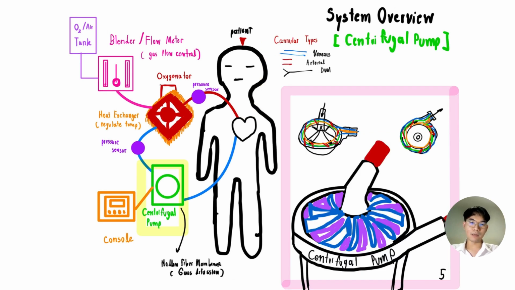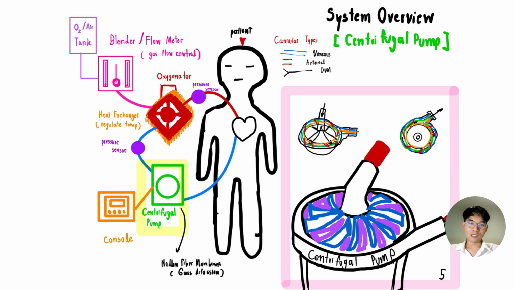And the blood pump: its primary function is to draw the blood from the patient and direct it toward the oxygenator, which we will discuss next. In an ECMO system, there are primarily two main pumps. One is the roller pump and the second is the centrifugal pump.